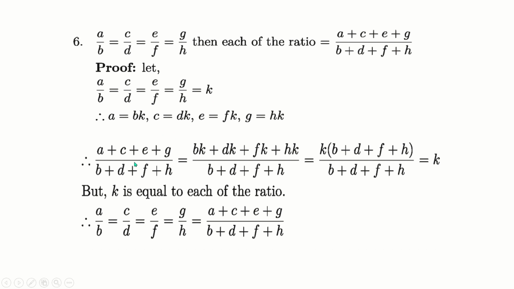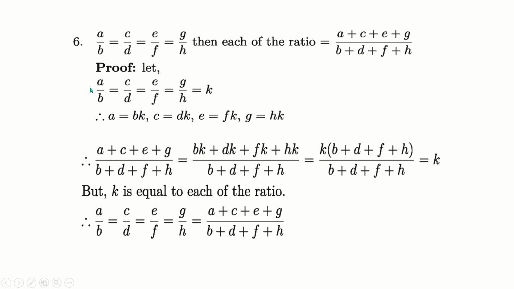This part, this equal to, we will get this. That means A is equal to BK, C equal to DK, E equal to FK, and Z equal to HK, divided by this. Now taking K common, and this cut, we will get only K. That means this also equals K. That means this equals K, this equals K, this equals K, and this equals K. Also this equals K.